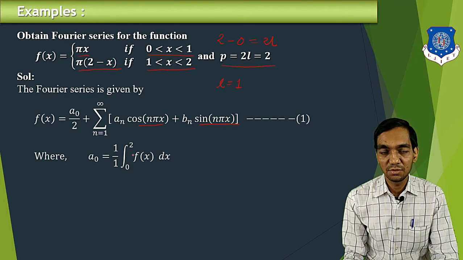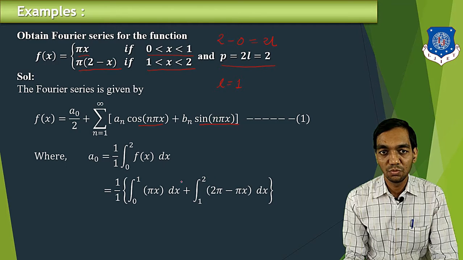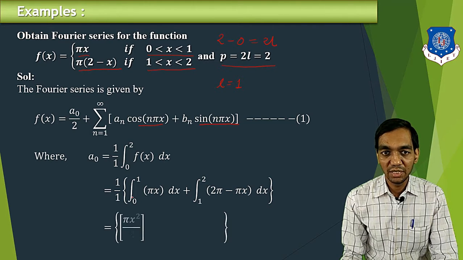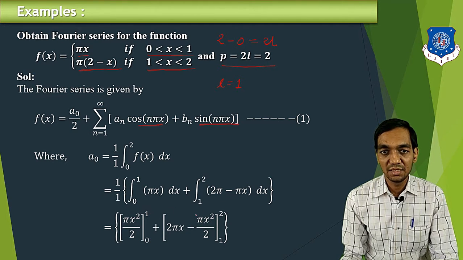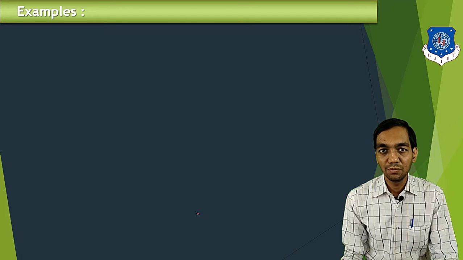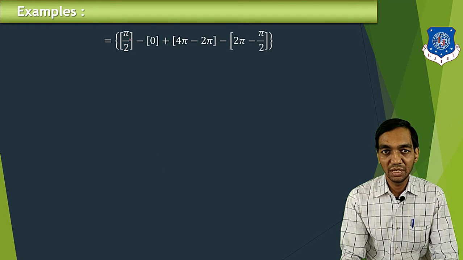But the integration is going to be divided into two parts. The first one is from 0 to 1 and the second one is from 1 to 2. For 0 to 1 the function has the value pi into x, and for 1 to 2 the function has the value 2 pi minus pi x. So if you integrate it, you will have pi x square by 2 with limit from 0 to 1, and 2 pi x minus pi x square by 2 with limit from 1 to 2. Now substitute the upper limit and lower limit.